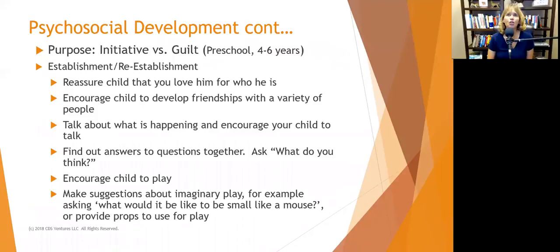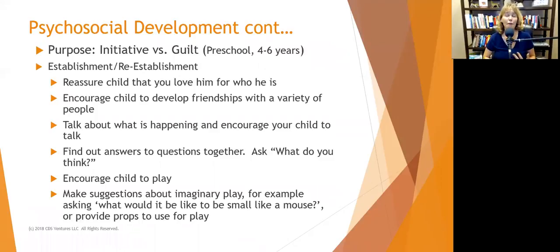We want to reassure them that they're loved for who they are, encourage them to start developing friendships with a variety of people. That way they start learning about different points of view and perspectives. Now remember that zone of proximal development. You may not want to encourage them to be going hither and yon, but within that zone they're going to meet different kinds of people.